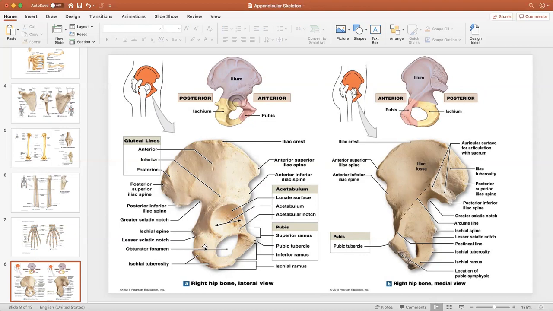Then towards the posterior side, we have the ischium. Okay, the ischial tuberosity, this is what we sit on. Okay, this is our sit bone. Ischial tuberosity, that's where our hamstrings attach. Okay, we have the ischial spine as well up here. So superior to the ischial spine, here is the greater sciatic notch. Okay, that's part of the ilium. And inferior to the ischial spine is the lesser sciatic notch.